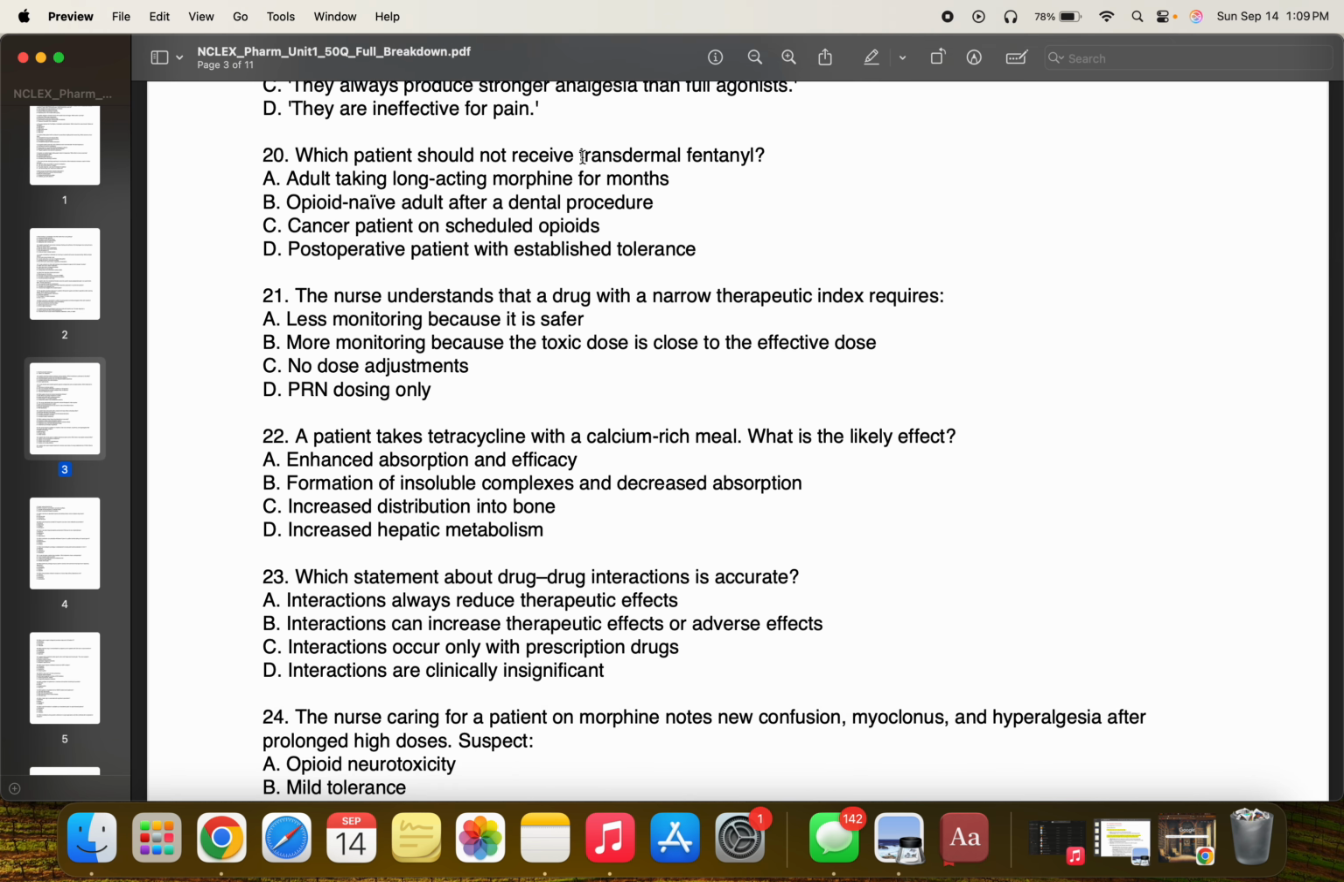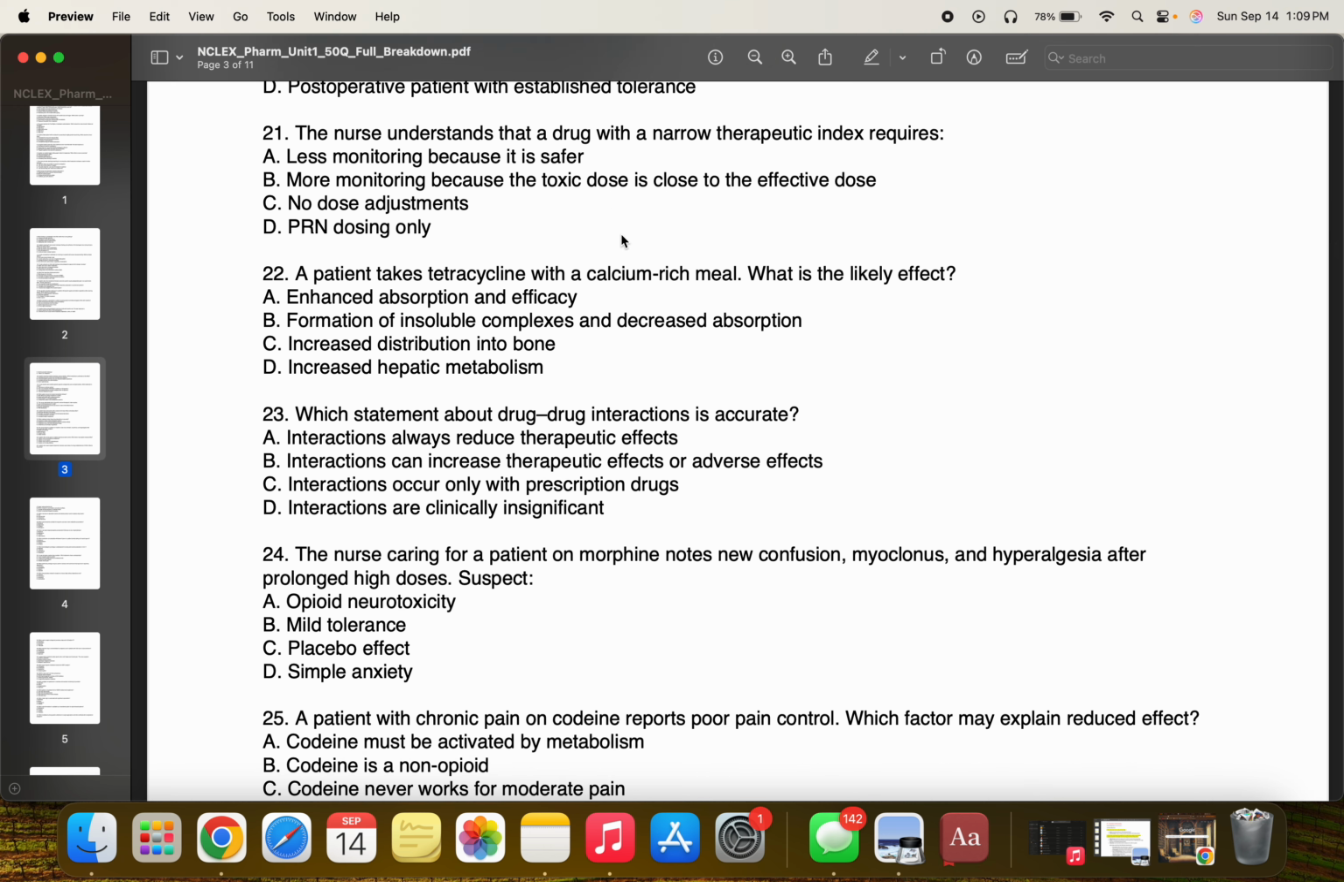Which patient should not receive the transdermal fentanyl patch? An adult taking long-acting morphine for months? No, this is the question. This is saying, do they have a tolerance? Opioid naive adult after dental procedure, cancer patient on scheduled opioids, or post-op patient with established tolerance. Does this person have a tolerance to fentanyl or just really any opioid? No. The person after the dental procedure, give them some, probably hydrocodone or something. No, you get Oxy when you go to the dentist.